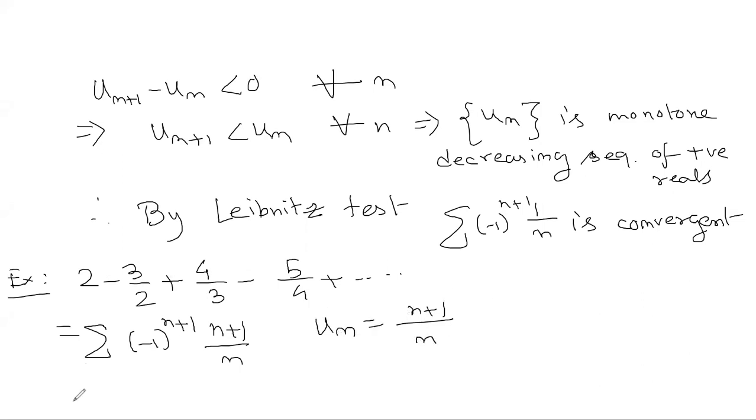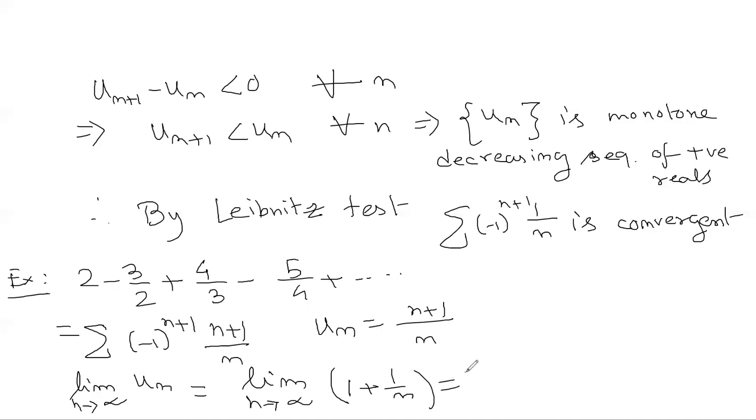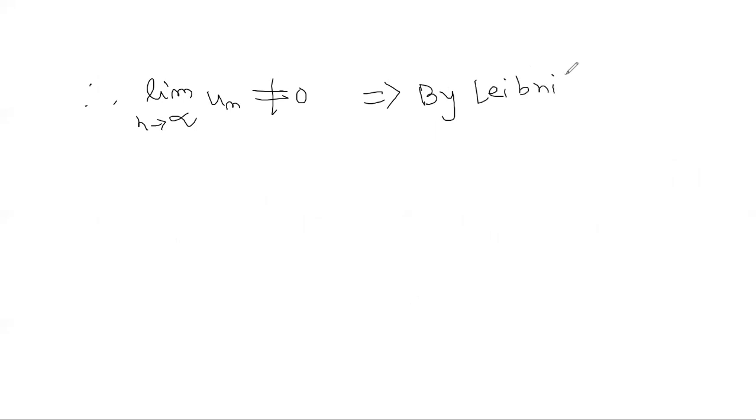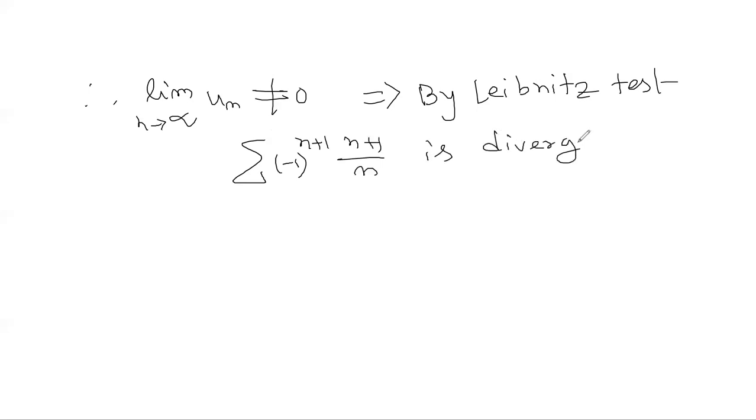So limit n tending to infinity un is equal to, you are getting 1 plus 1/n, which is equal to 1, which is not equal to 0. So one of the criteria of Leibniz test fails. So limit n tending to infinity un is not equal to 0. So what does it mean? By Leibniz test, the given series, which is (-1)^(n+1) times (n+1)/n, is divergent. This is not convergent.